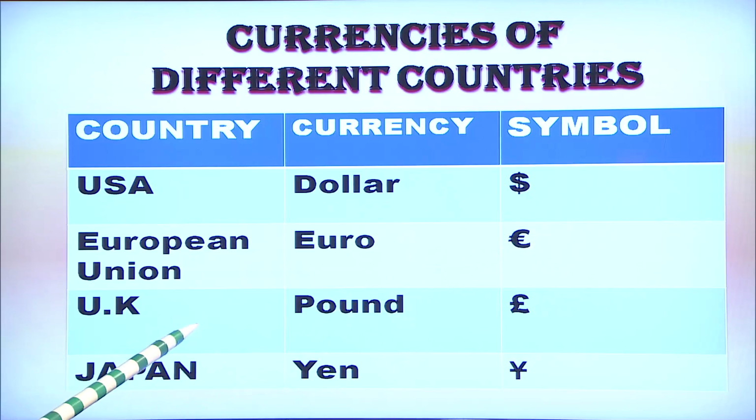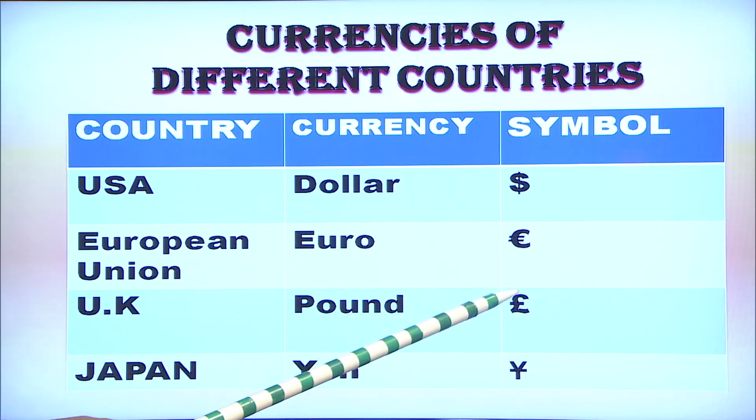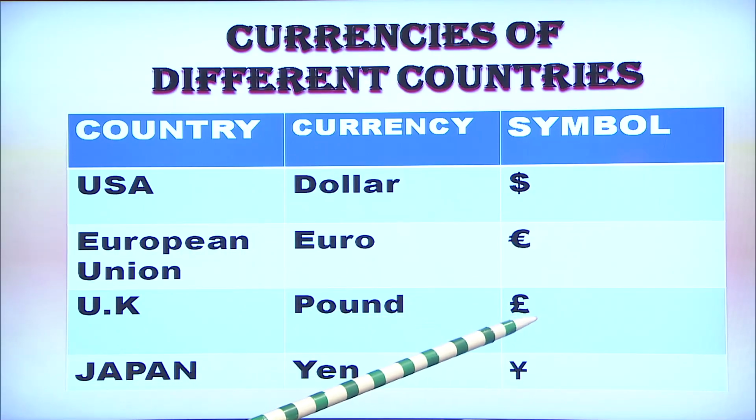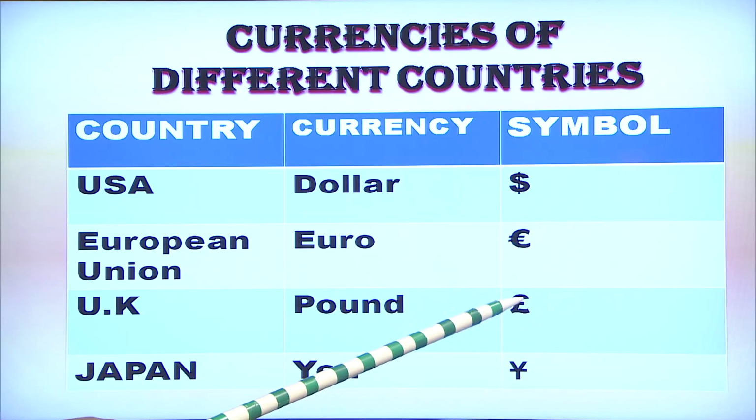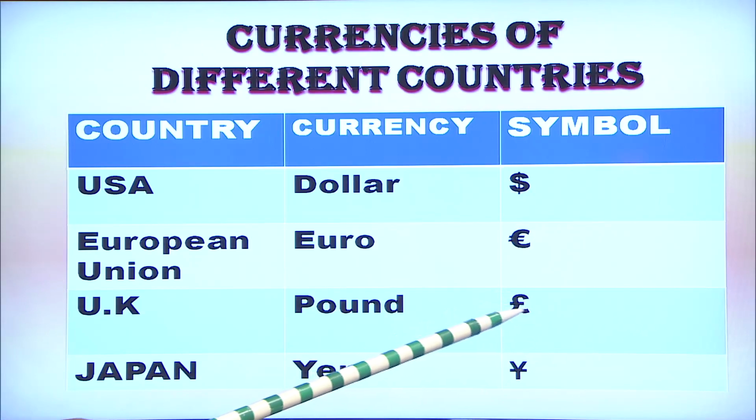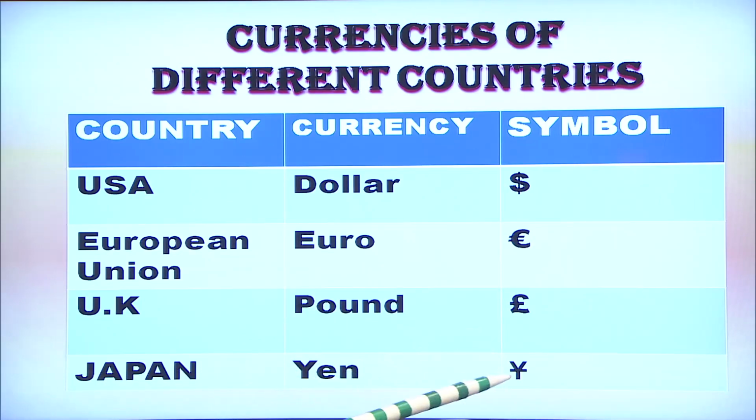The UK or the United Kingdom has its currency as pound, and it is a kind of an L cut from the middle horizontally. This is the symbol. Then is Japan. Its currency is the yen. It is a Y which is again cut horizontally in the middle.